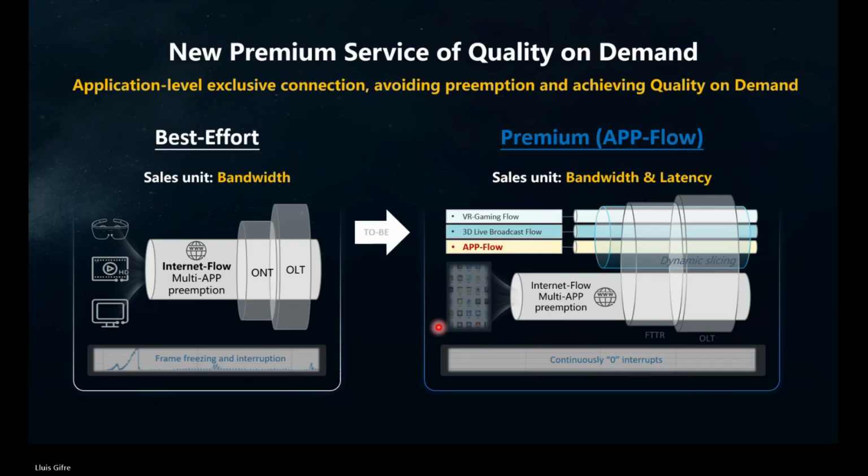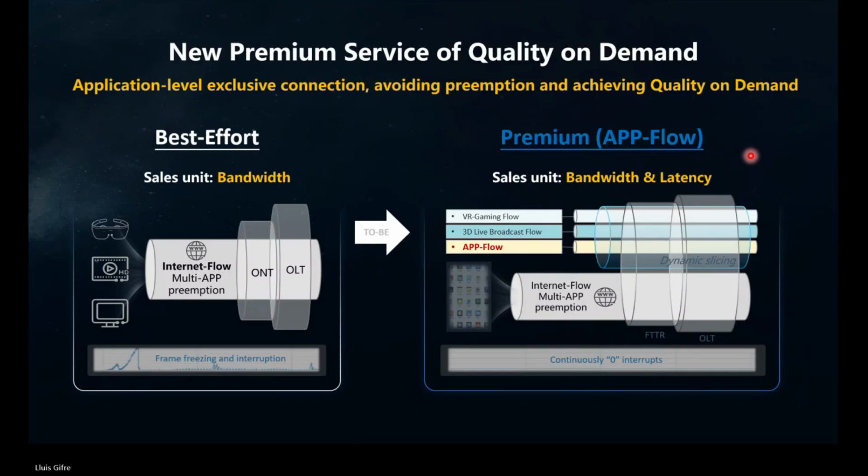Then we need to shift a bit the paradigm, because the classical paradigm is best effort. And in best effort, essentially, the sales unit is the bandwidth. But when different kinds of services with different requirements and different monetization schemes come into the scene, you need to include other parameters. In this case, for instance, a premium service might involve not only the bandwidth, but also the latency that you offer for the services.